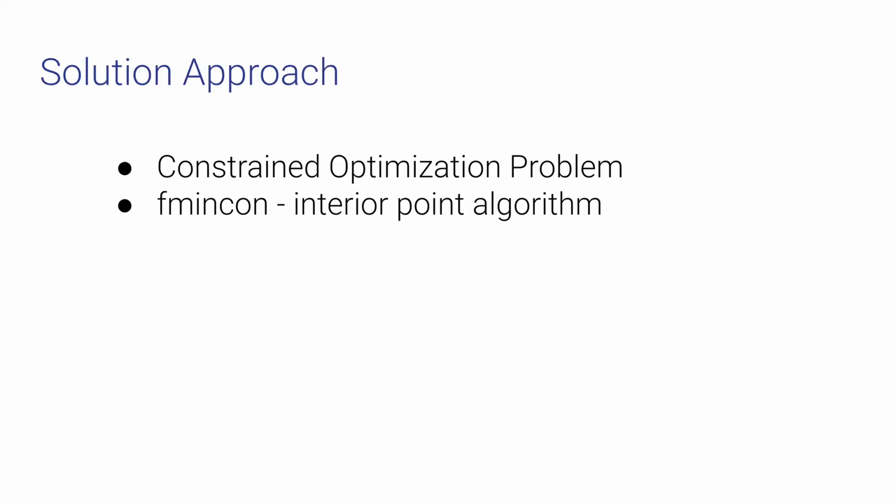Given the yield and buckling constraints, this problem is formulated as a well-posed, constrained optimization problem. The fmincon function is used to optimize the problem with the default interior point algorithm used. This algorithm was chosen because it can handle large, sparse problems as well as small, dense problems and satisfies bounds at all iterations.